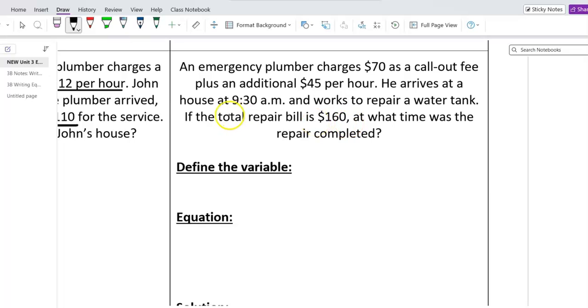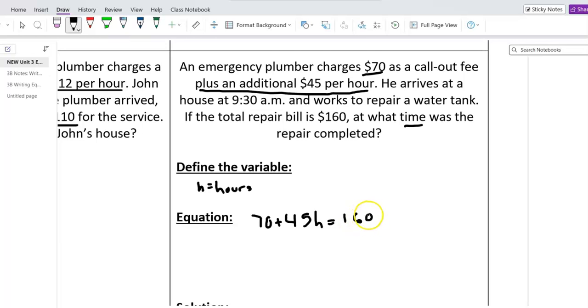So again, we're looking for time here. So our variable is going to be h for hours. And we have a $70 call-out fee plus an additional $45 per hour. So the 45 is what is going to get the variable because it says 45 per hour, 45 multiplied by the amount of hours. So our equation is going to be 70 plus 45h. And it's going to equal 160.